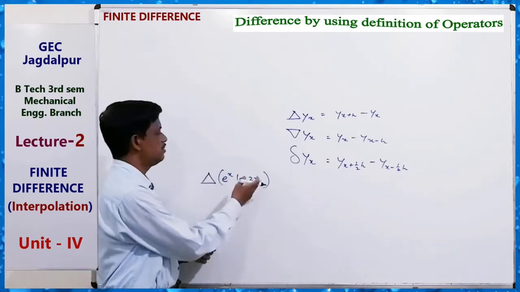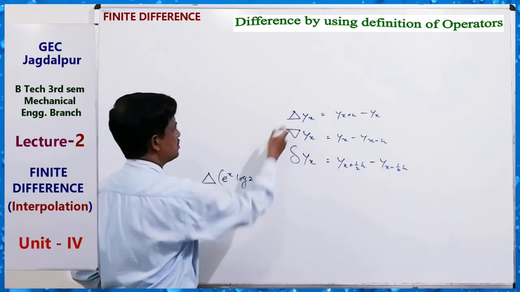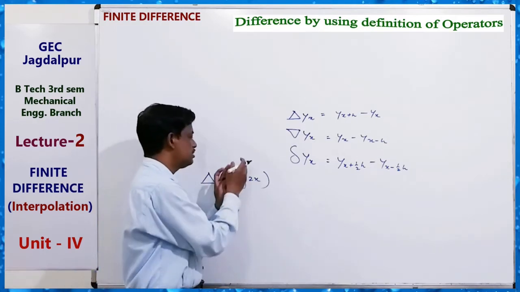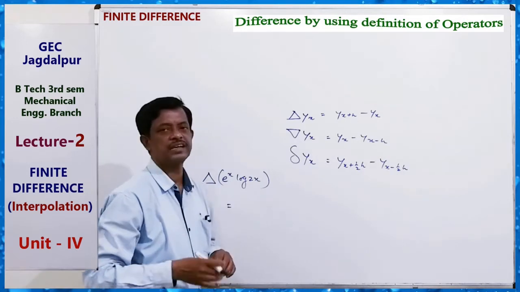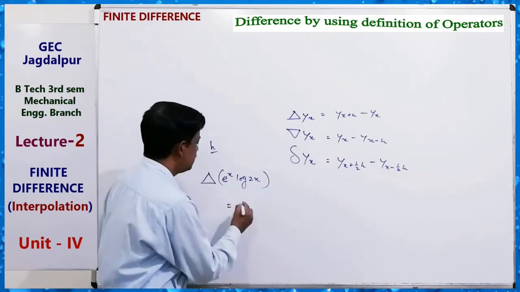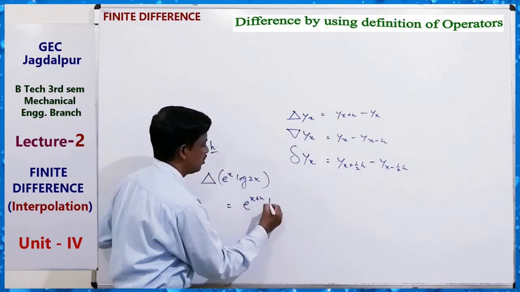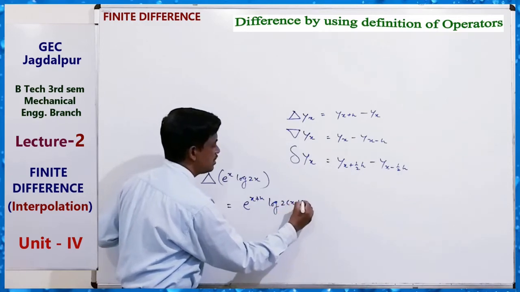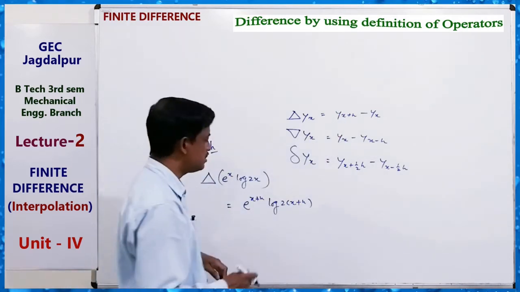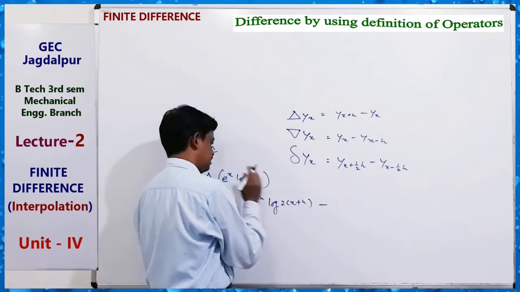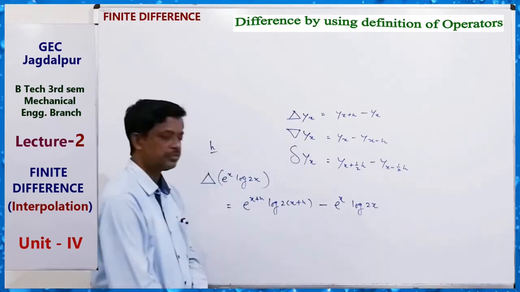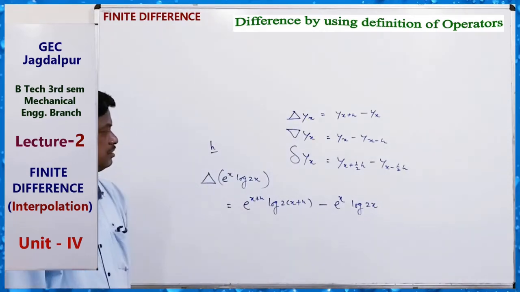So what does finding the first order difference mean? Just use this definition. First, the value of the function: in place of x we have to write x plus h, where h is the interval of differencing. So here e to the power (x+h) log of 2(x+h). This is the first value f(x+h), minus f(x), that is e to the power x log 2x. Clear? This is the first difference.